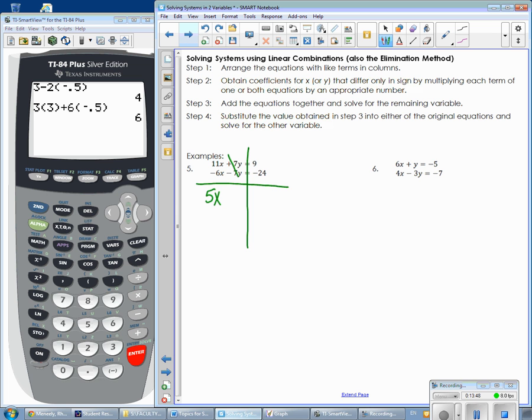And then I've got 9 and a negative 24, which is going to leave me with a negative, where am I? 15. And so if I've got 5x and that is equal to negative 15, notice now I've reduced the system of equations into one equation with one variable, and if I divide both sides by 5, I find out very quickly that x is equal to negative 3.